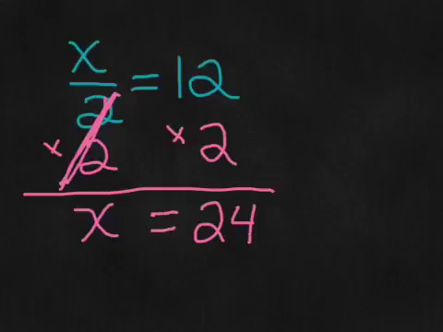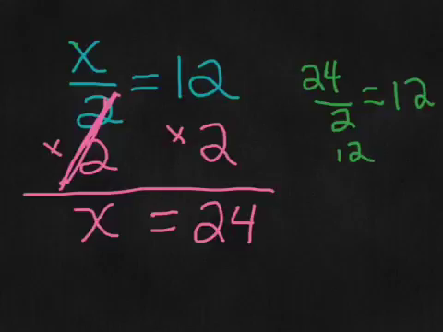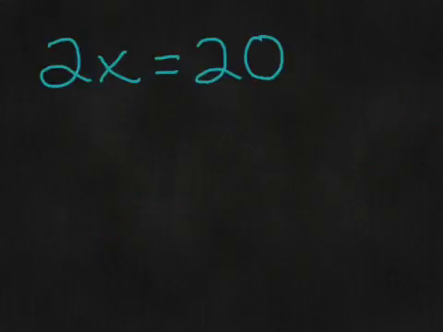Remember, you always want to check to make sure you've done everything correctly. I can substitute x back into the original problem for my check step. So I would get 24 divided by 2 equals 12. And 24 divided by 2 is 12. And 12 does equal 12. Everything works out. I must have done everything correctly.